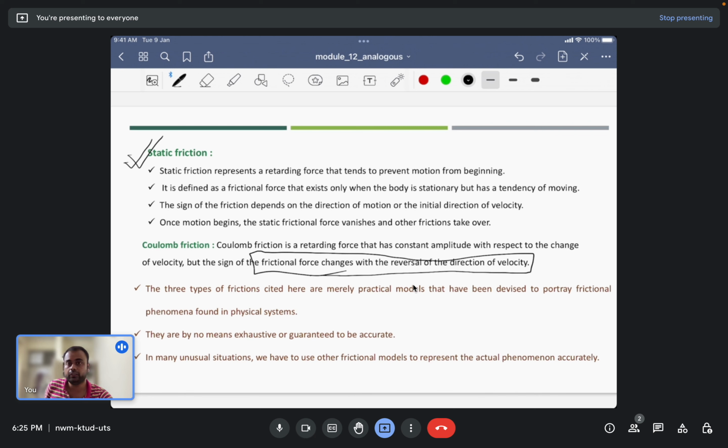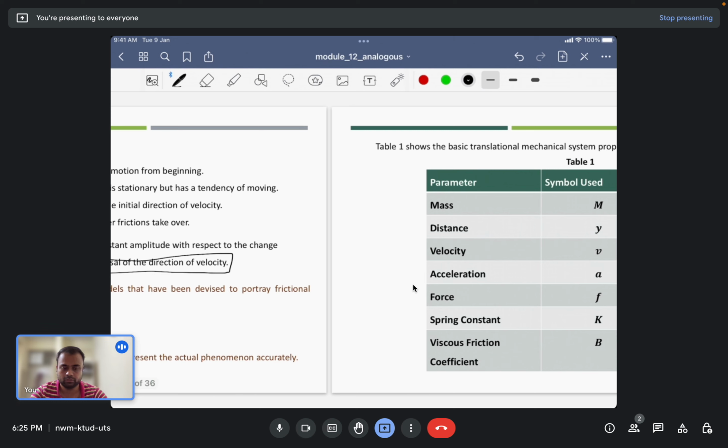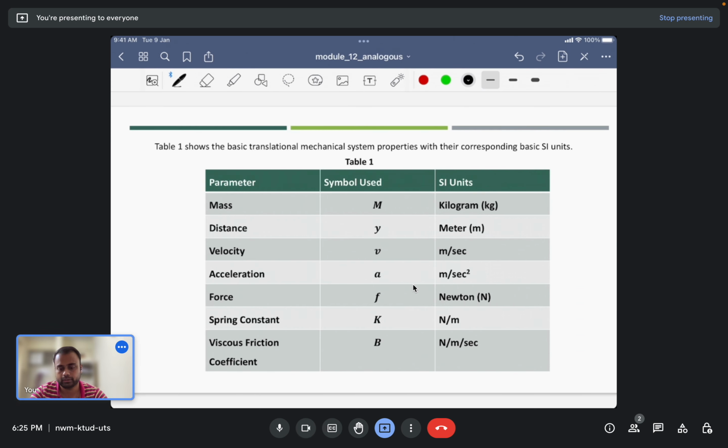So we have classified them into three categories to model the system and to convert that mechanical system into an electrical signal. So all these are models. A model can never predict the actual practical thing, but we can predict more and more closely to the realistic situation. In many unusual situations, we have to use other frictional models. There are a number of models available, so we'll generally shift to those as per the requirement.